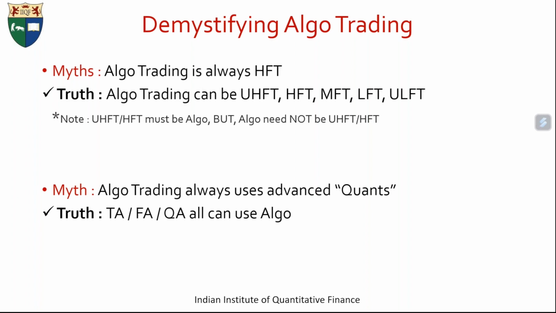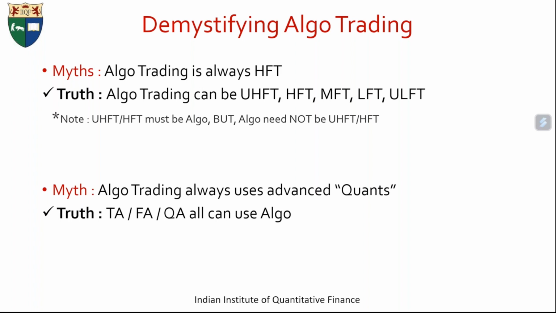Now another thing a lot of people think is that quant trading and algo trading are the same thing. Again, no. A lot of people think that algo trading always uses advanced quants, which is advanced mathematics. Not always the case. The truth is, algo trading can be done using any kind of strategies: technical analysis, fundamental analysis, quantitative analysis, machine learning, behavioral science. You can build algos using any kind of strategies, so it does not necessarily have to be very advanced quant models.